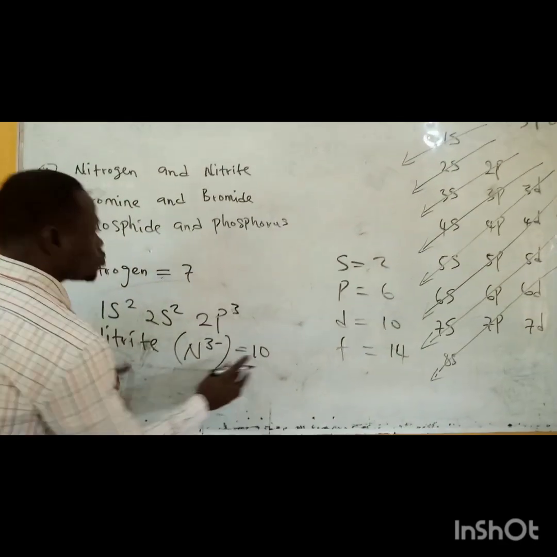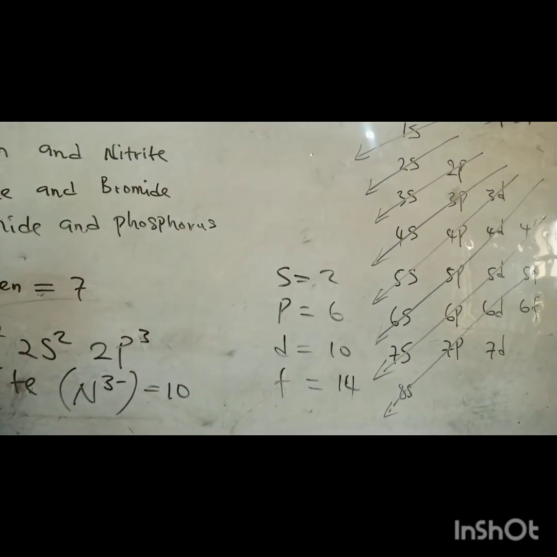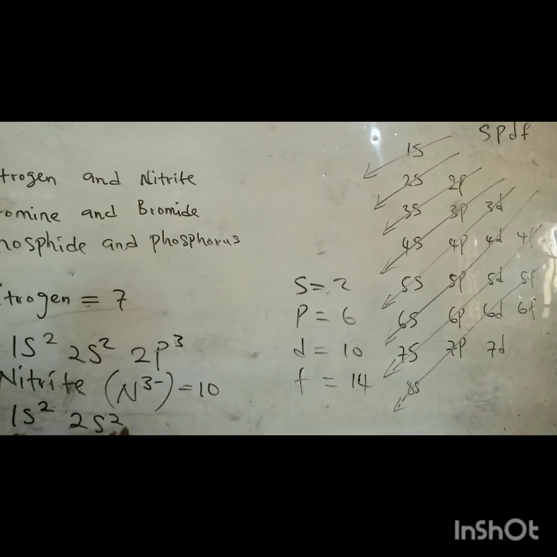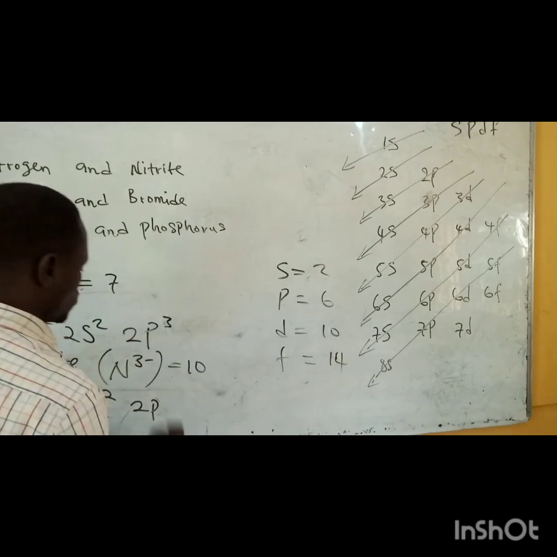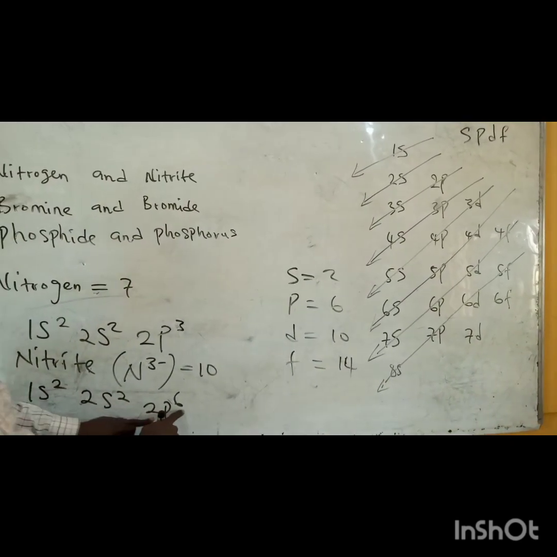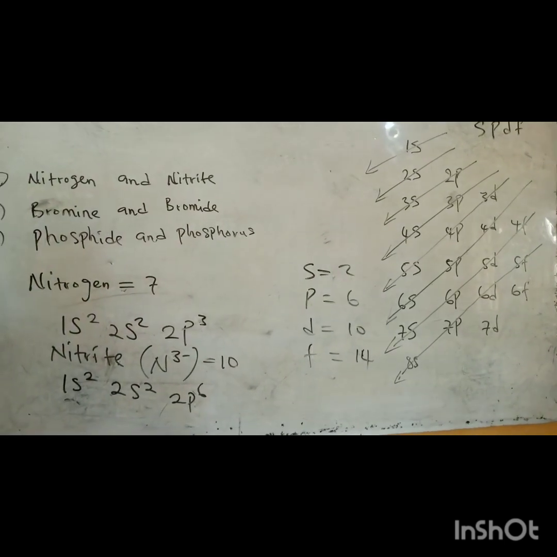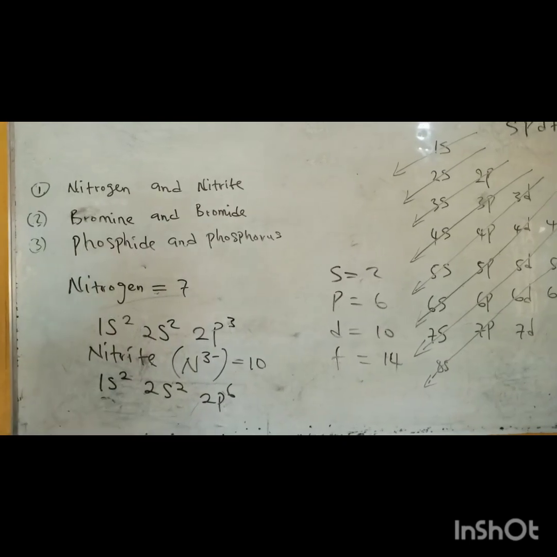So when we are writing this one, of course, you know that you start from the beginning. You have 1s2, 2s2, 2p. P carries a maximum of 6, so you put 6. So 2 plus 2 will give you 4, plus 6 will give you what? Will give you 10. That is how to write the electronic configuration of nitrogen and nitride. Just take a look at it.